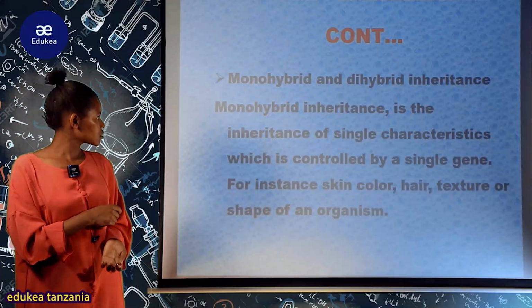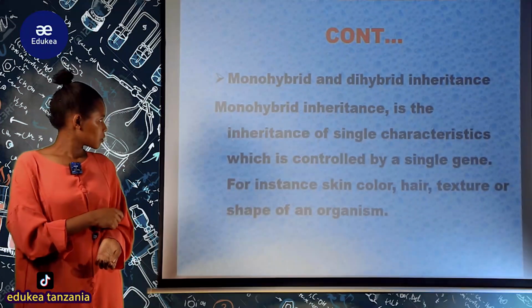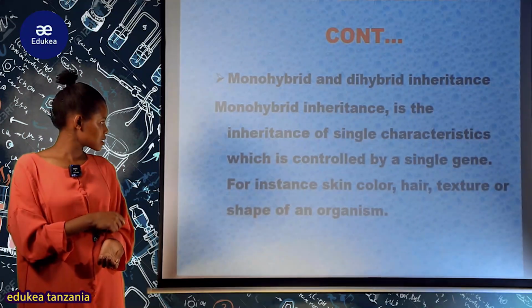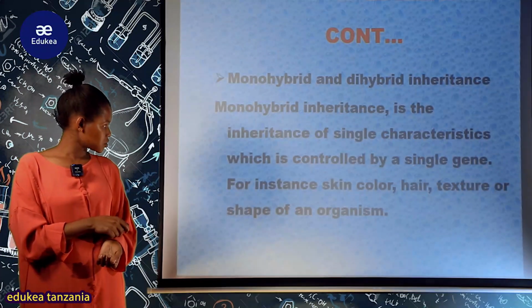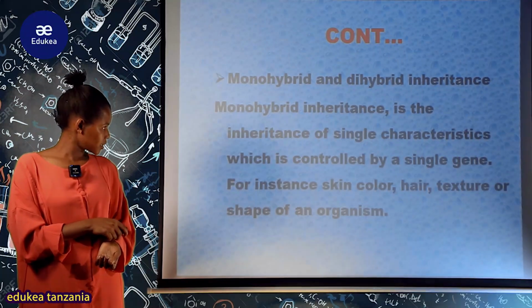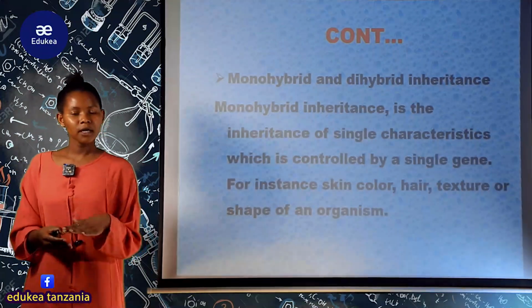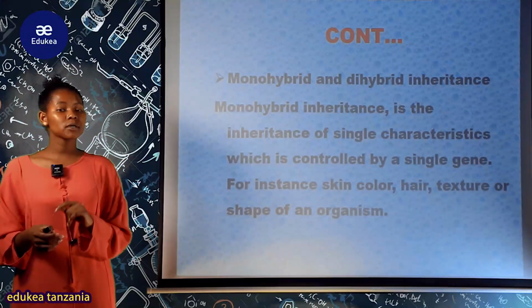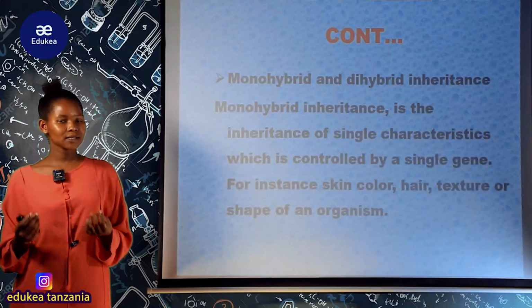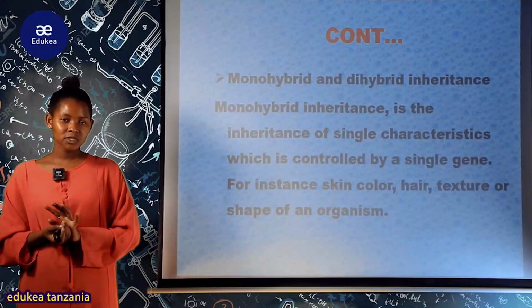And now we are going to look at monohybrid and dihybrid inheritance. Monohybrid inheritance is the inheritance of single characteristics which is controlled by a single gene. For instance, skin color, hair texture or shape of an organism. Tunapozungumzia monohybrid inheritance ni ule urithi ambao unakuwa controlled na single gene. Tukizungumzia skin color, hair texture, hiyo ni single gene. Ninavyosema single gene namaanisha nini?